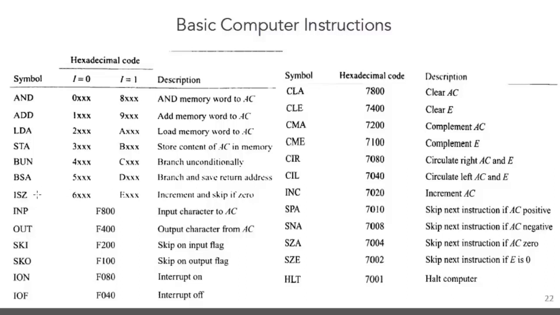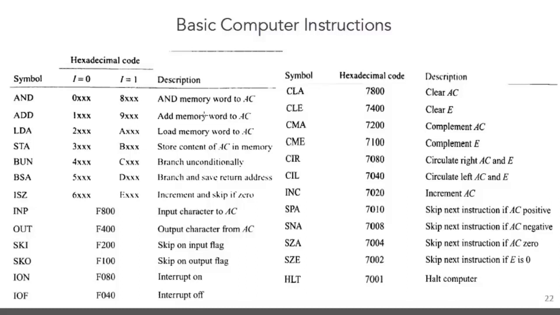Okay. So ISZ is for increment and skip if 0. That means if the content are 0, then it will skip, otherwise it will increment them. Okay. So next are input output instruction. What are input output instruction? These are F800, input character to AC.